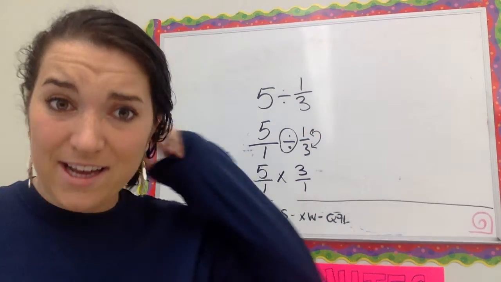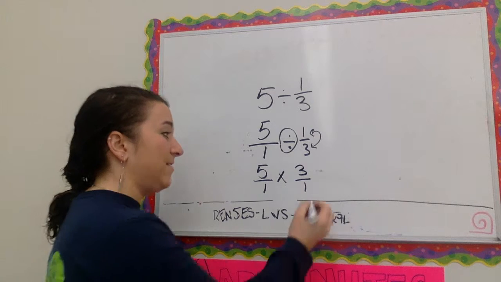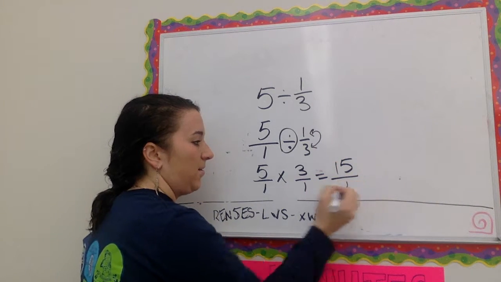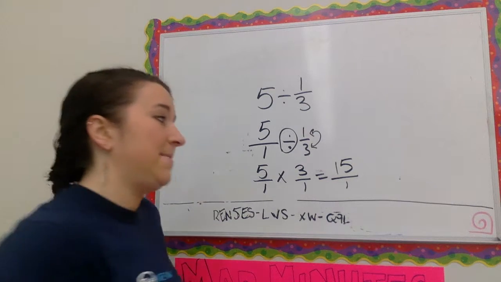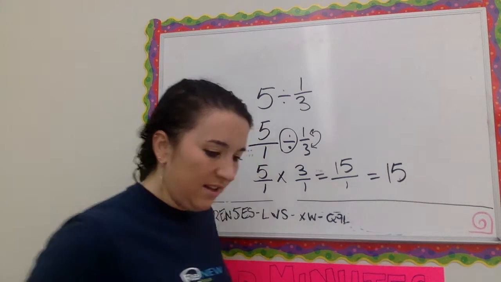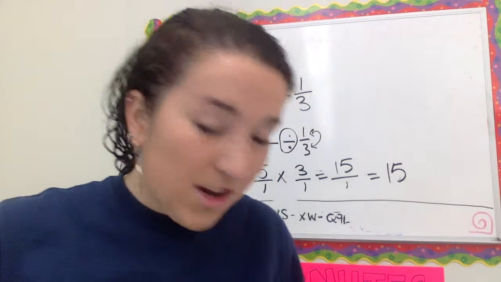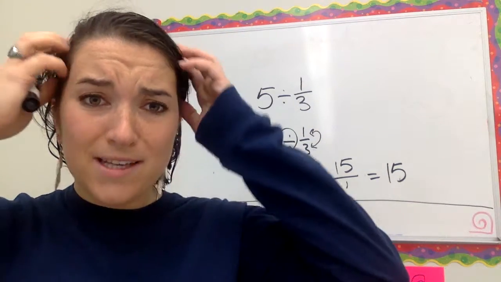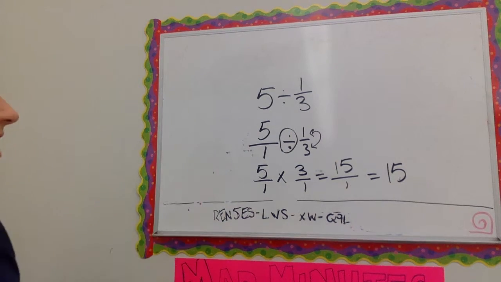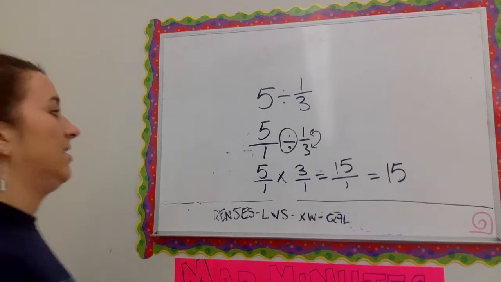Then we just multiply straight across. So we do 5 times 3, which is 15 over 1. 15 over 1 can be simplified to be 15. All right, I want to also try number 2. So copy this down, pause the video if you think you can do number 2 on your own, and then restart it again, and I'll do it with you.